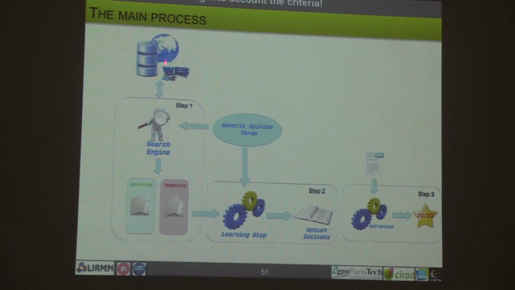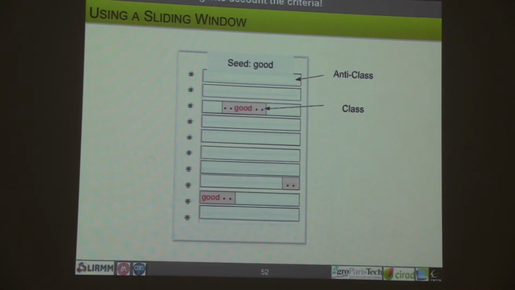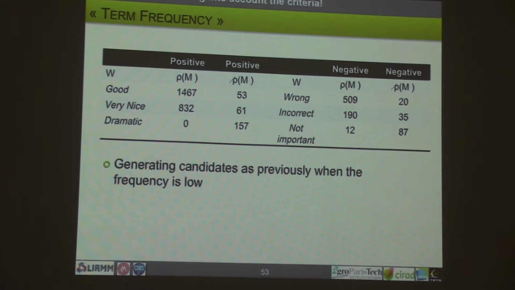So the same process, I query the web, I will have some positive documents, negative documents, I will try to learn generic opinion terms, and I will generate a vocabulary, positive and negative, and then after, when I have a text, I extract the opinion of this text, and I can give the score. So we use the same idea. We have a sliding window. Here you have the class, this is the seed word, and then by moving the sliding window, we try to find all the verbs, all the adjectives, and all the adverbs that are very close to this seed word. And this is the result that we can get.